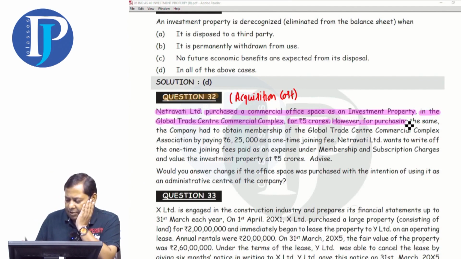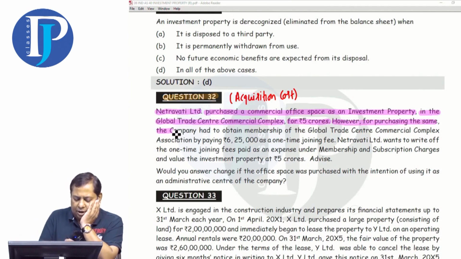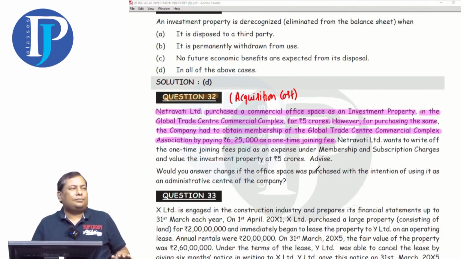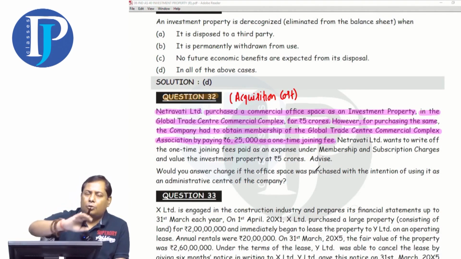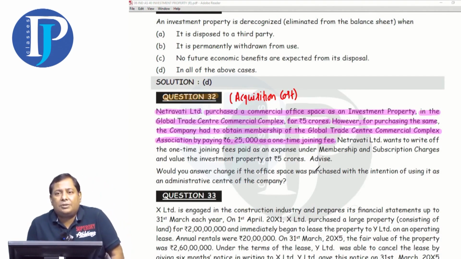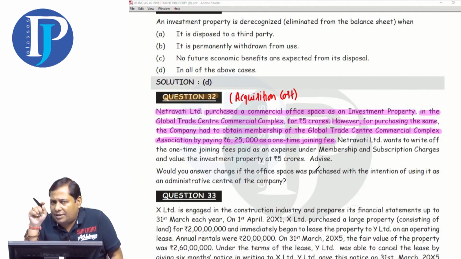However, for purchasing the same, the company had to obtain the membership of the Global Trade Center Commercial Complex Association by paying 625 as a one-time joining fee. There's not much. If you decide to buy a shop in a shopping mall or rent a space in a shopping complex, you'll need to consider some facts. So basically they have an association. This ensures smooth workflow. The membership for 625 has been purchased. Hence, if you want to rent office space in the Global Trade Center, you have to pay a one-time joining fee of rupees 6,25,000.